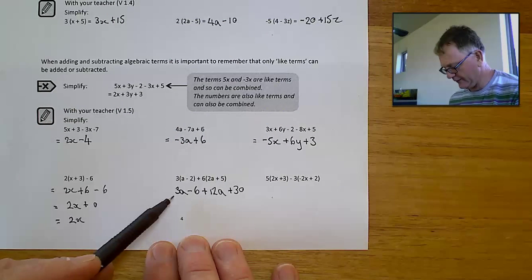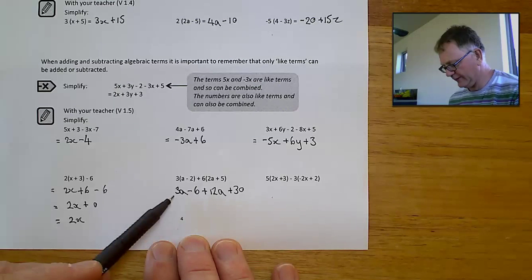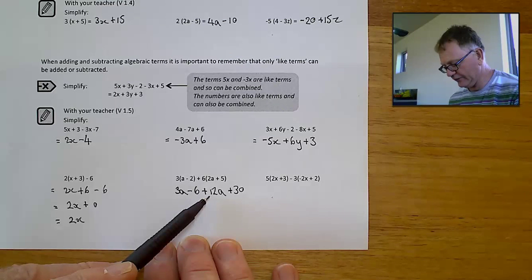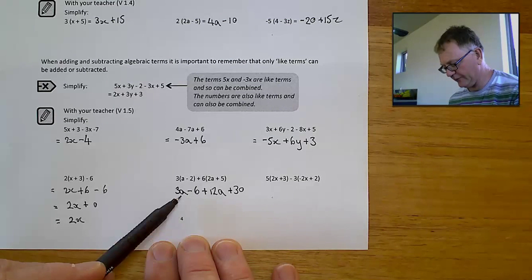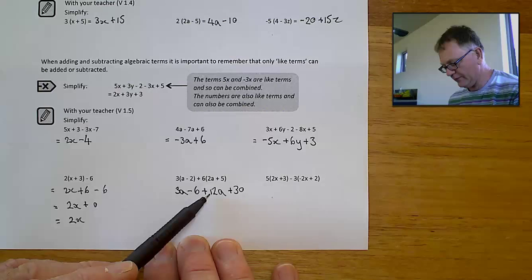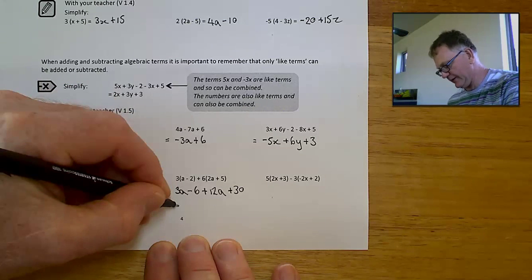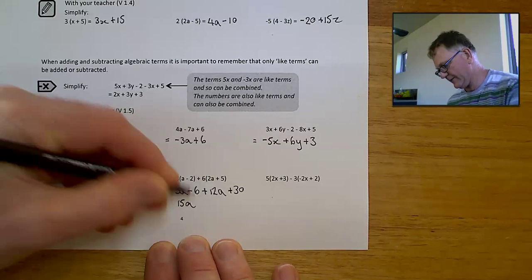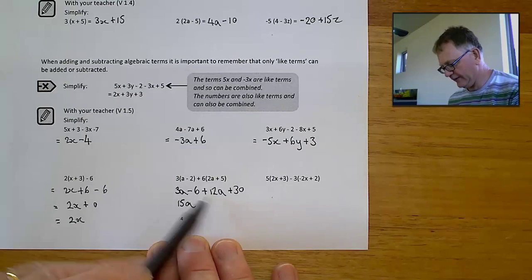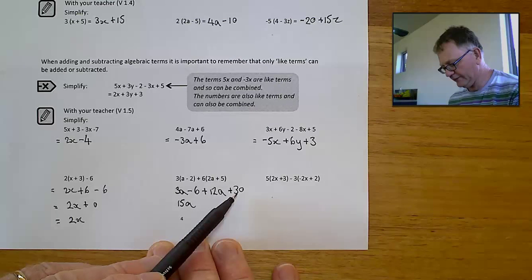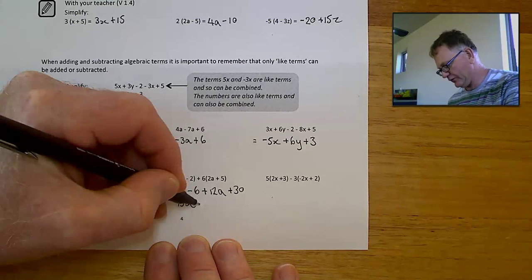Okay, so now we add together these a terms and add together the number terms. So it's 3a plus 12a is 15a, and negative 6 plus 30 is 24.